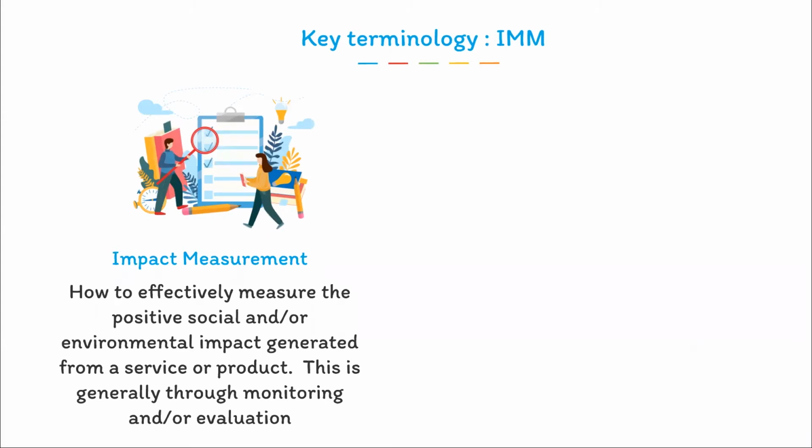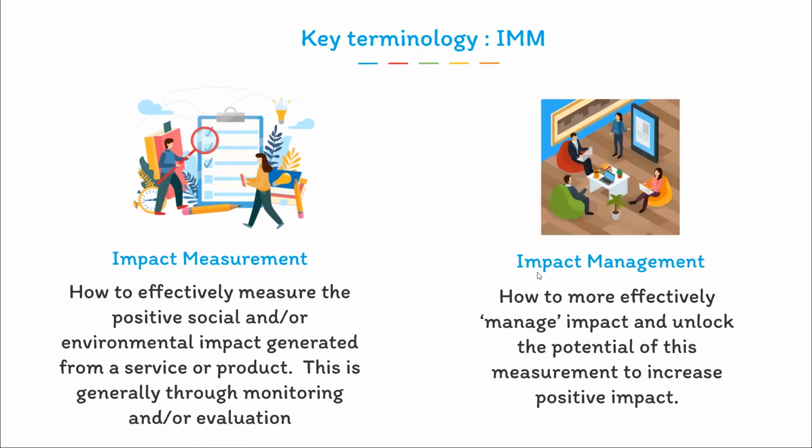Impact measurement really is how to effectively measure the positive social and or environmental impact generated from a service or product. And that could be positive or negative. And this is generally through a process of monitoring and or evaluation. And then we have impact management, which is how to more effectively manage impact and unlock the potential of this measurement to increase positive impact. So there's a distinction in these terms. One is about measurement, and then one is about how to actually use that data, those measures, to manage a project or an organization more effectively, and which we see as unlocking the potential of your measurement exercises.